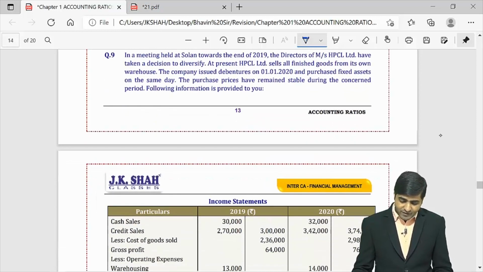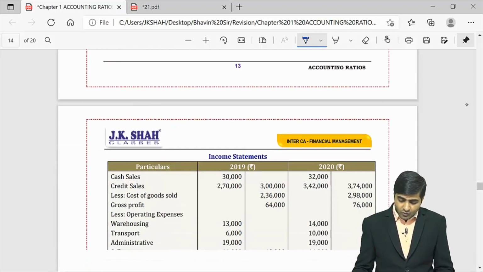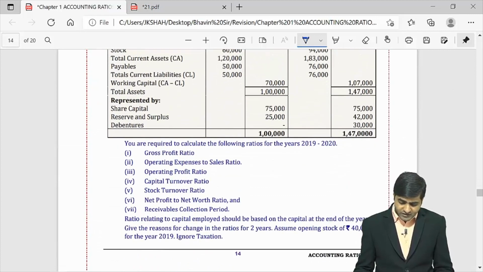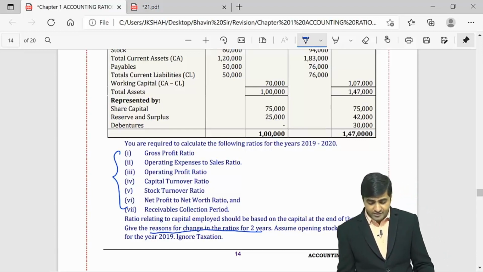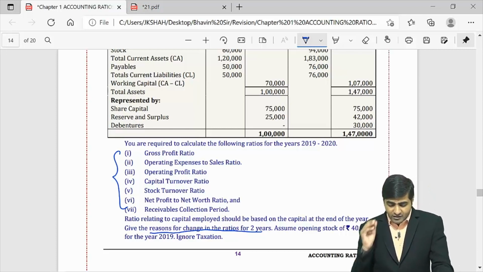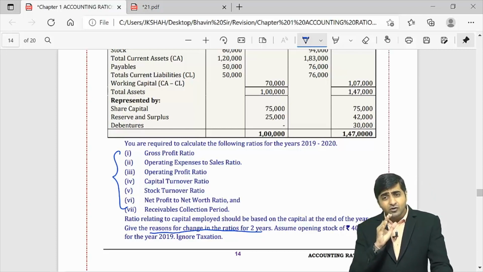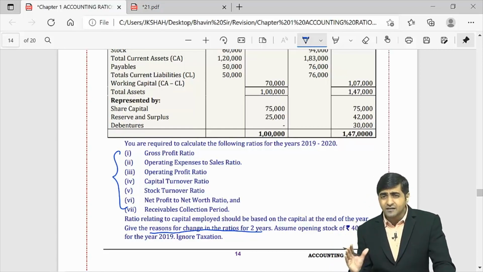Then my dear students, we have question number 9. This question also you can refer one day before the examination, where we are required to calculate the ratios. Okay, and these ratios are to be calculated for both the years, because we also have to give reasons for the change in the ratios for both the years. So guys, we have to comment on certain things as well, that what is the GP ratio for 2019 as well as 2020, and then we need to check what is the difference, why there is a difference, what is the reason behind the change.